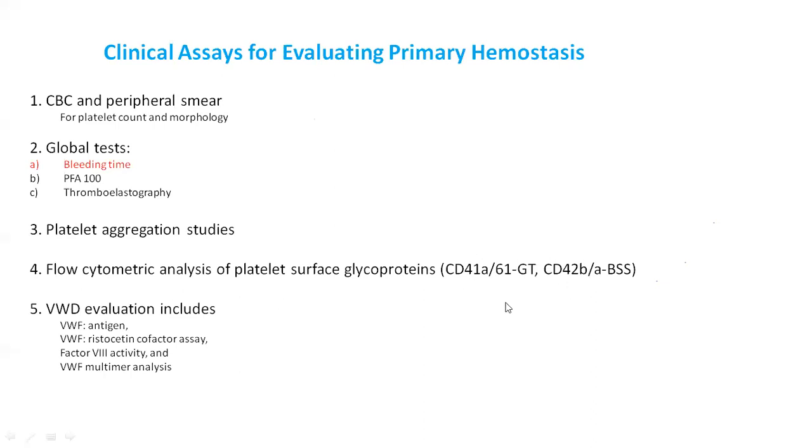If you're not able to find GT and BSS, you need to refer the child to a center where they can perform all aggregation studies. What we can routinely perform is the von Willebrand antigen assay. The rest of the analysis is not done in any routine lab; you need to send to a higher lab, again CMC Vellore. If the antigen assay is low, then you need to find out what type of von Willebrand disease, type 1, type 2, or type 3. For that, you need to refer them to higher centers. So these are the basic investigations you can do for evaluating primary hemostasis.